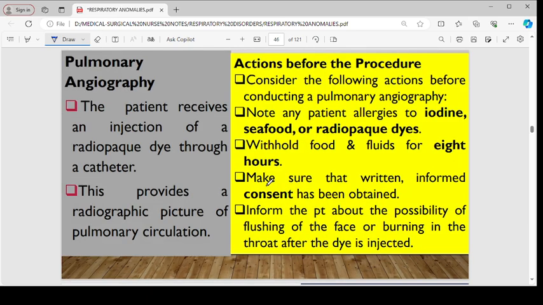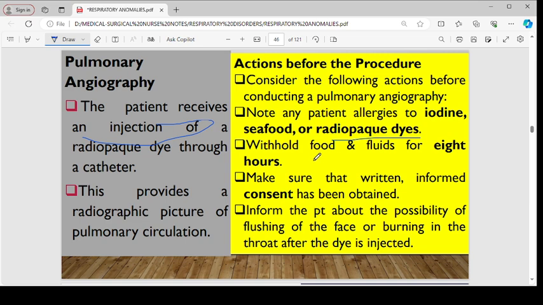We also have the pulmonary angiography, where the patient is going to receive an injection of a radiopaque dye through a catheter. So this provides a radiographic picture of pulmonary circulation. You have to consider the following. You have to note the patient's allergies because they are going to receive an injection, right? So you have to check for allergies to iodine, seafood, and radiopaque dye. Those who are allergic to such could be given antihistamines before the procedure.